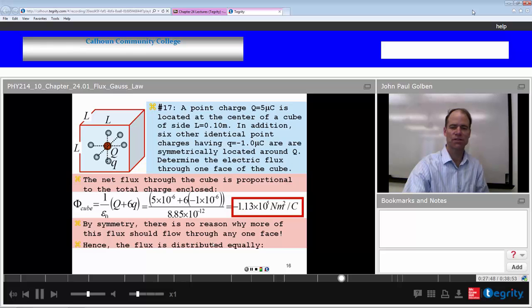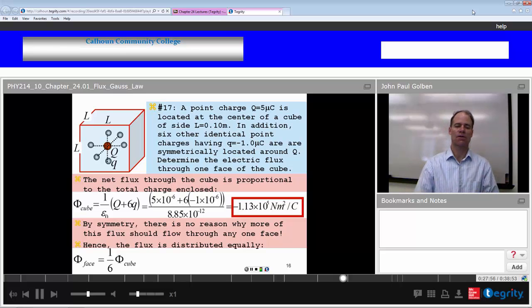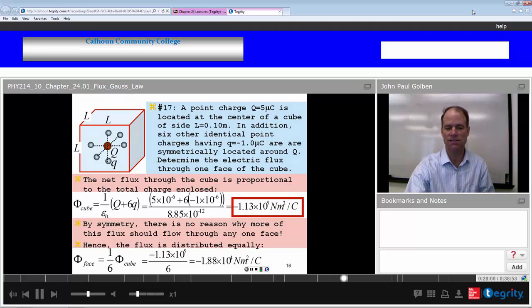By symmetry, there's no reason why one side of this cube would have more flux than another side. Everything should be distributed equally. So I'm going to divide my total flux by 6 for the 6 sides of the cube, and that'll give me a negative 1.88 times 10 to the 4 newton meter squared per coulomb. That's the flux going through one side of this cube. Not too difficult to calculate.